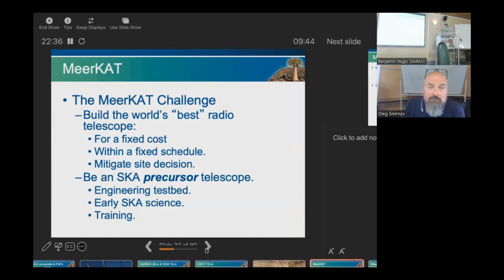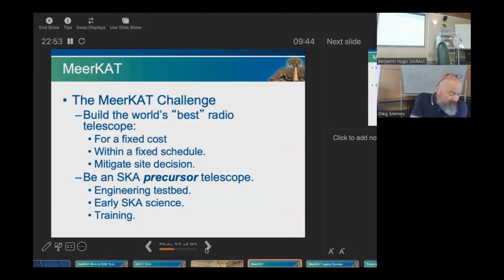And then through processes which I still don't fully understand, more money became available. And so we weren't anymore looking at KAT, we were looking at MeerKAT. So those who know Afrikaans, Meer means more KAT. And of course, it just happens to be the same little animal that runs around in the Karoo. And there was what I call the MeerKAT challenge.